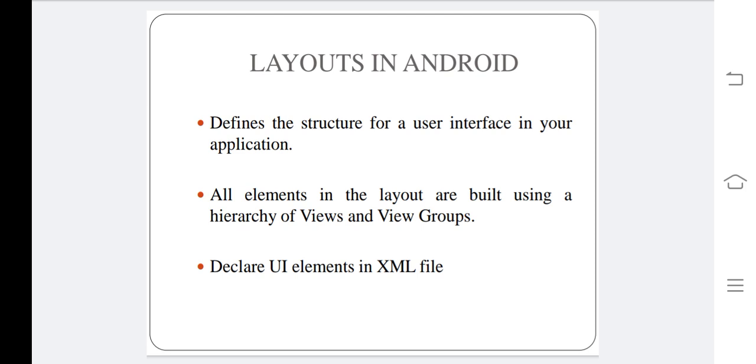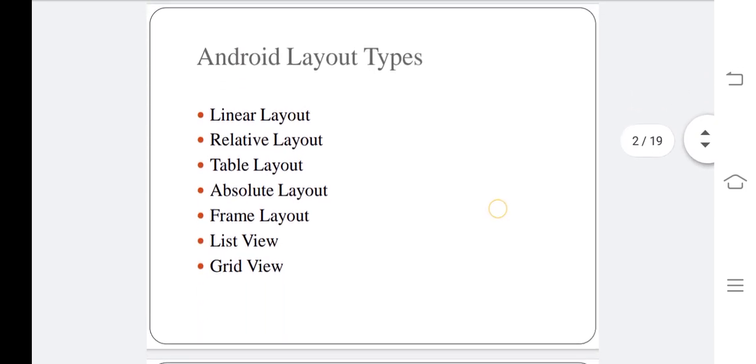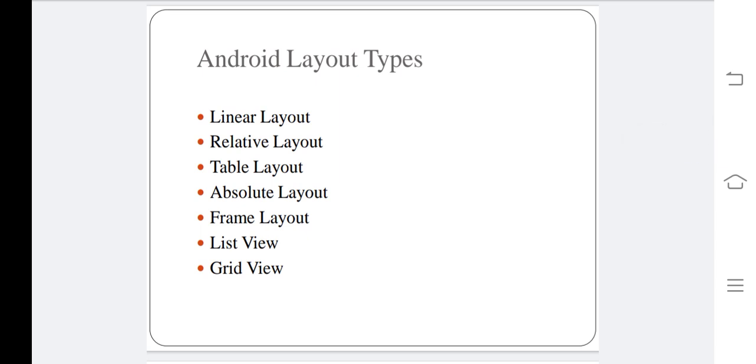That is, you can code how your layouts should be, or you can use the Android Studio Layout Editor to build your XML layout, which is a drag and drop interface. The different types of Android layouts are linear layout, relative layout, table layout, absolute layout, frame layout, list view, and grid view.